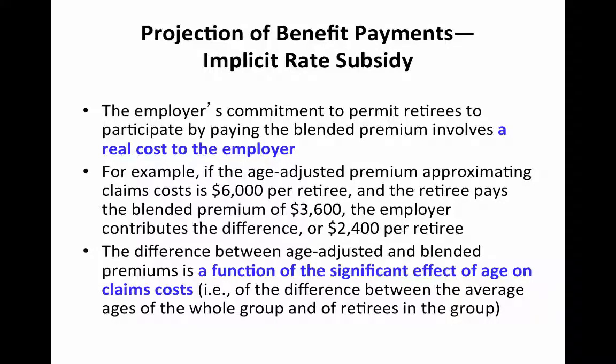So here's an example. Let's say the age-adjusted premium in this insurance pool in which they've got both the retirees and the current employees is $6,000 per retiree. But the retiree is paying this blended premium of $3,600. So essentially the contribution of the employer, even though the employer isn't actually making a cash payment, is the difference between what it would have cost for the retiree to insure themselves, the $6,000, with what they actually have to pay, which is $3,600. The government is subsidizing that $2,400 difference.